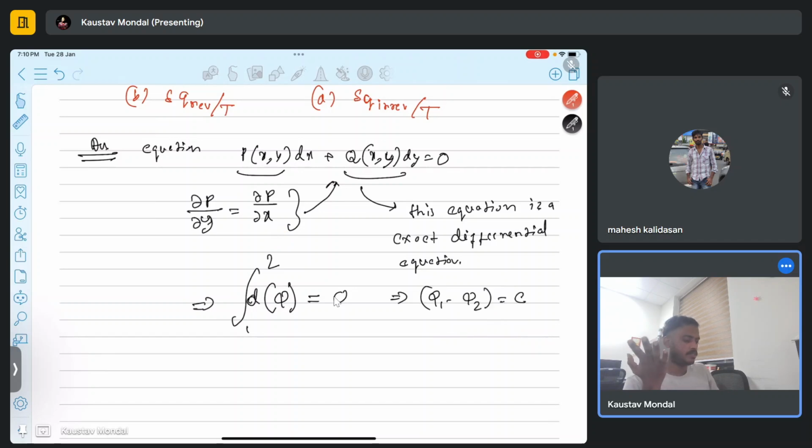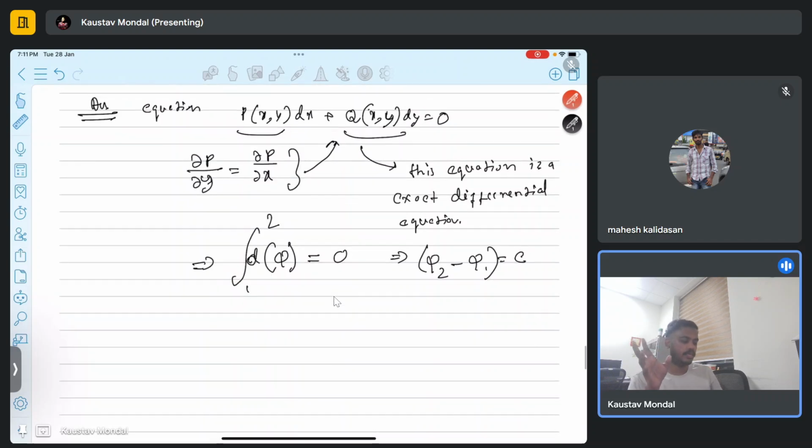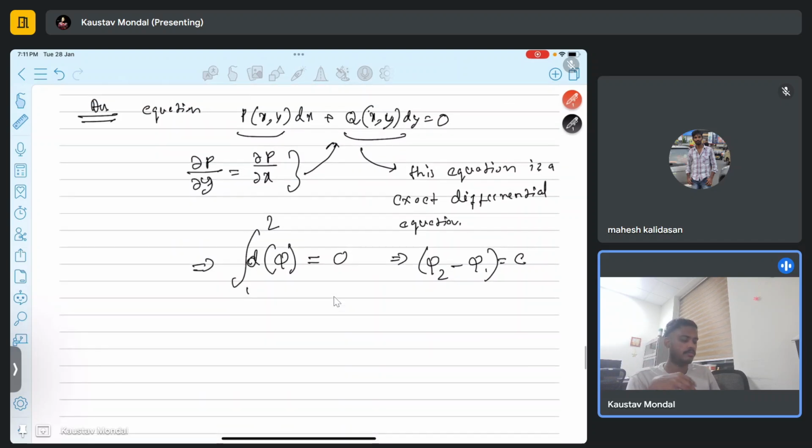As you can see, the main thing here is that the solution only depends on the initial value of phi. Sorry, this should be phi 2 to phi 1. So the initial value of phi 1 and the final value of phi 2. Between that, what is the path taken by phi is not important here.